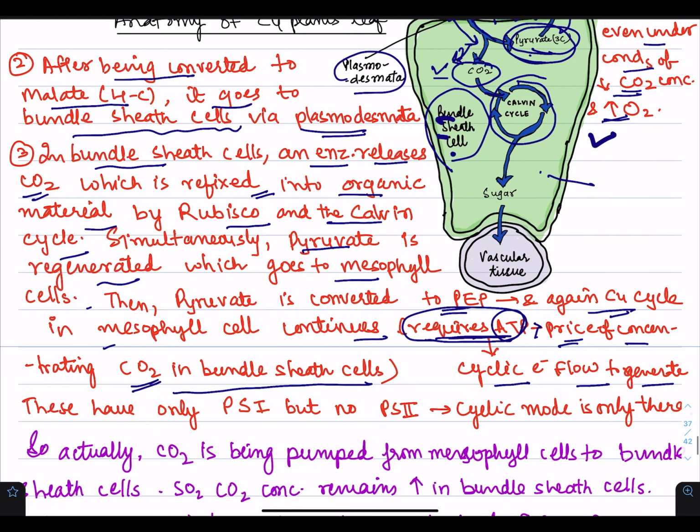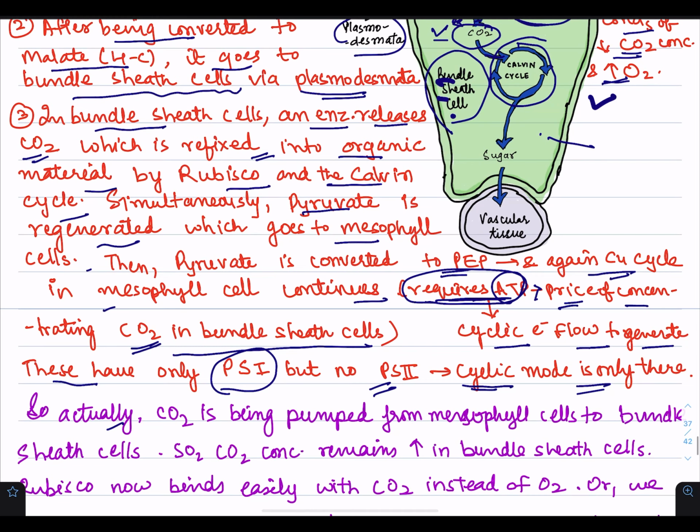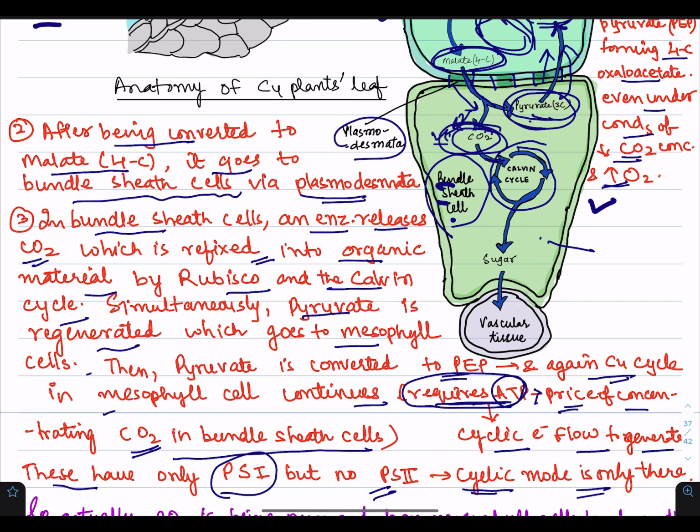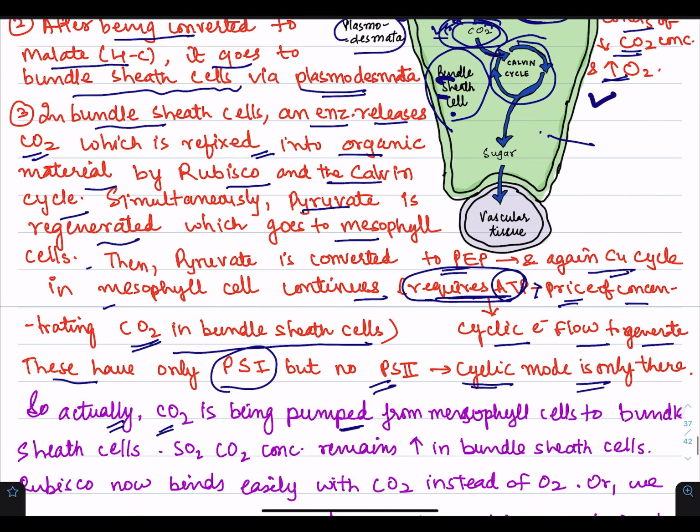These plants have only PS1 and no PS2. Photosystem 2 is not found in these plants. So they have only the cyclic mode of electron flow. And the non-cyclic flow, as we saw in our previous videos on light reactions, is not found in these C4 plants. So actually, carbon dioxide is being pumped here from mesophyll cells to bundle sheath cells. So the carbon dioxide concentration remains high in the bundle sheath cells.